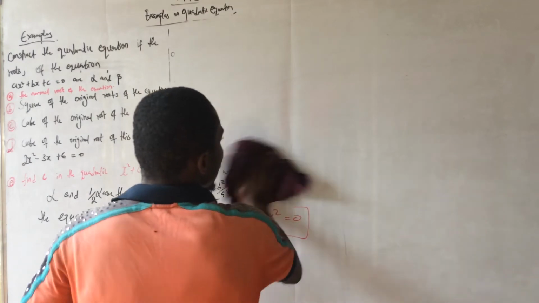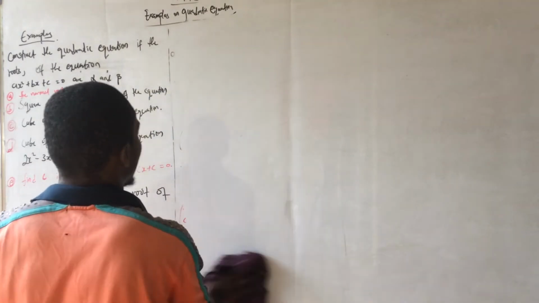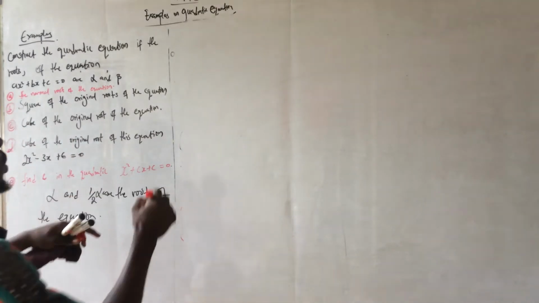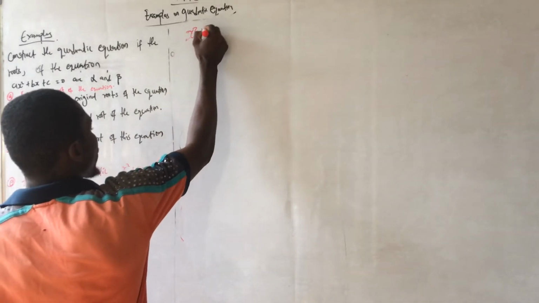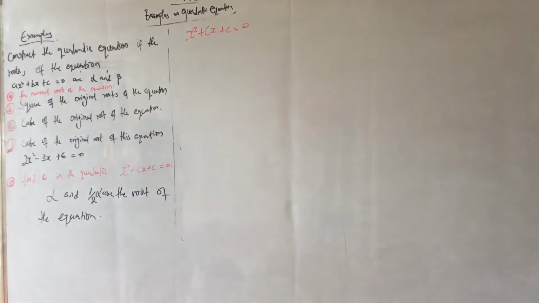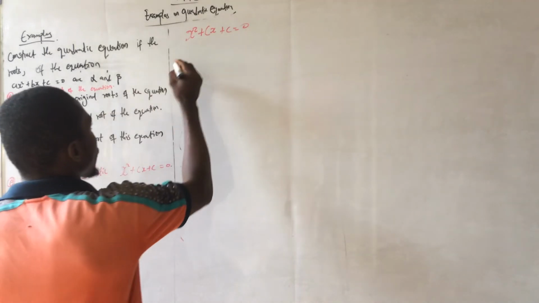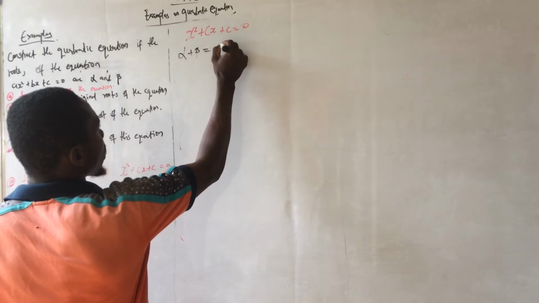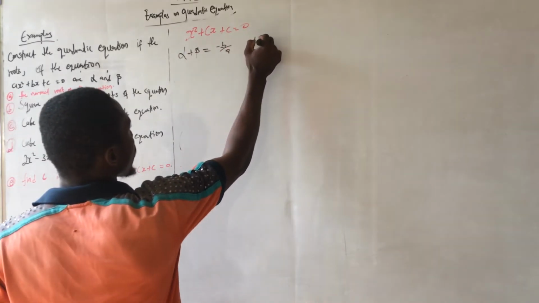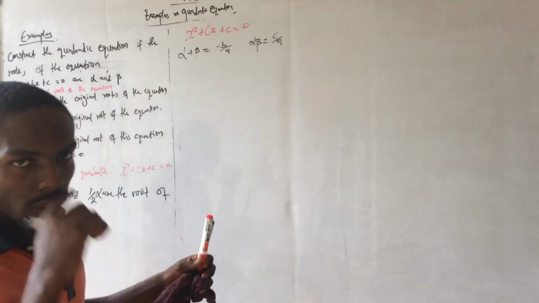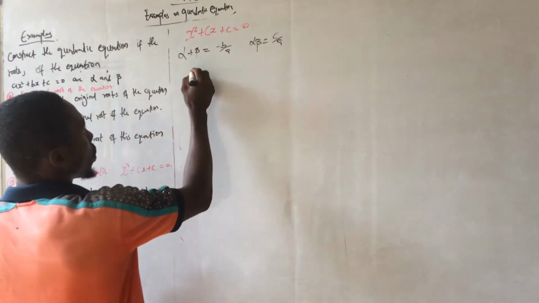And E says that we should find c in this quadratic equation, x squared plus cx plus c is equal to 0. And the roots that we are going to be working with are what? Alpha and half of alpha. So remember that alpha plus beta is equal to minus b over a, and alpha multiplied by beta is equal to c over a. If you have already known this, what we're going to do now is what?